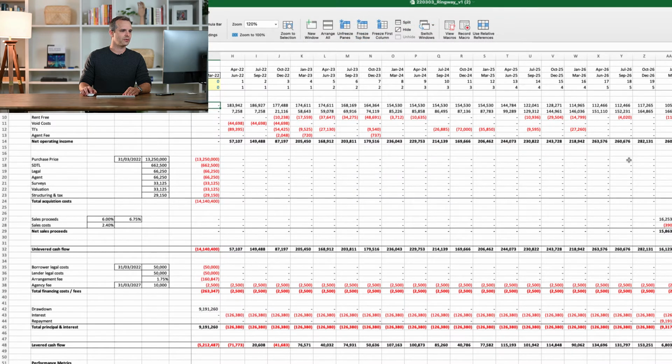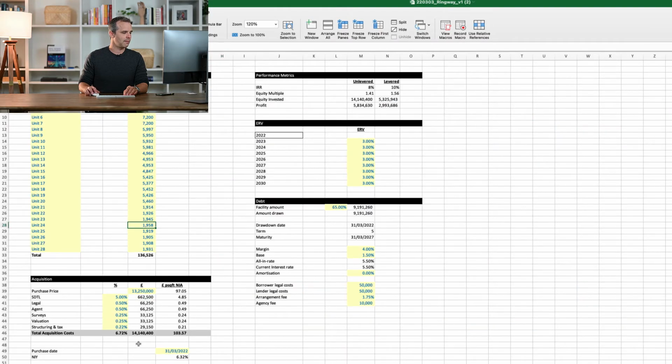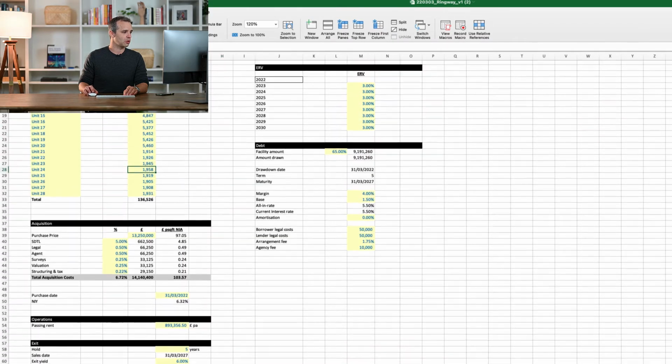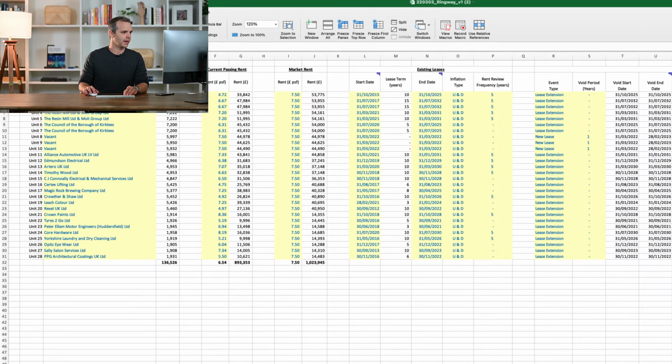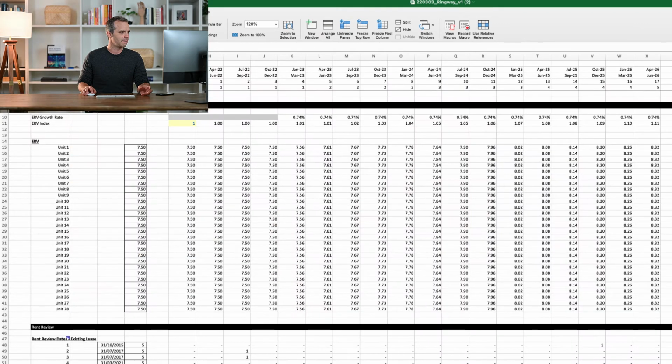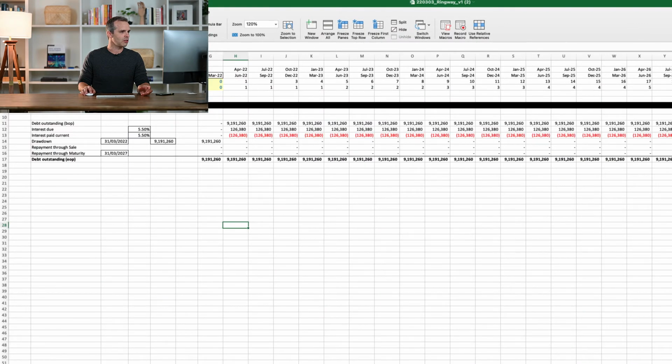Now, let's take a look at this one. This is another model. Again, this is a bit more of an advanced model that's been made as part of the Capital Markets Accelerator course, one of the exercises that someone's doing. It's a portfolio of industrial units and retail units, and it's got a very messy lease structure. And so if you're learning on the Capital Markets Accelerator course, you'll learn how to handle that kind of level of complexity very quickly. So I'm just going to look through, yes, we've got debt.